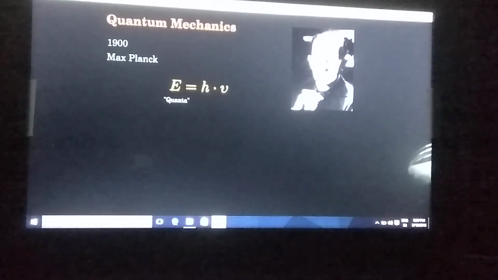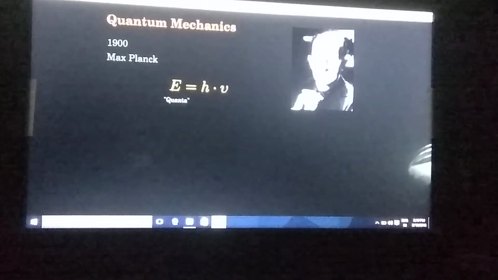So this was the contribution of Max Planck. He gave us a window to a totally new world of quantum mechanics, the birth of quantum mechanics, right at the beginning of the 20th century.